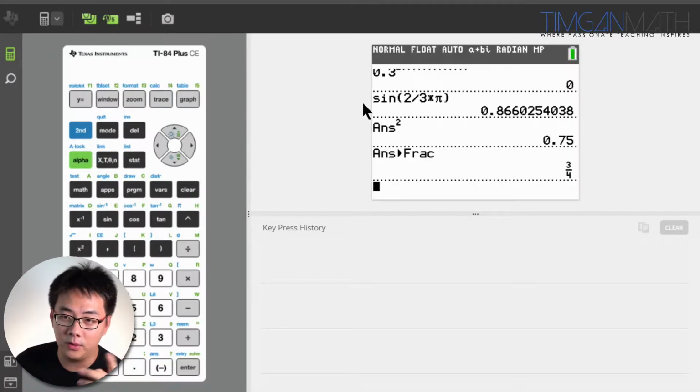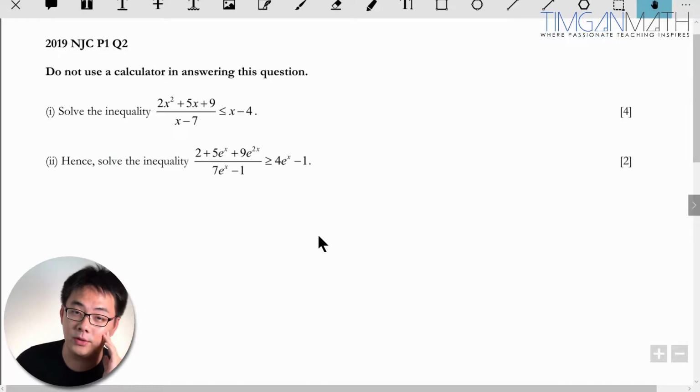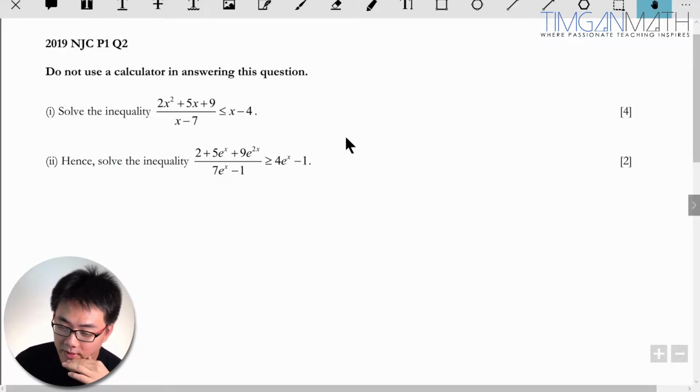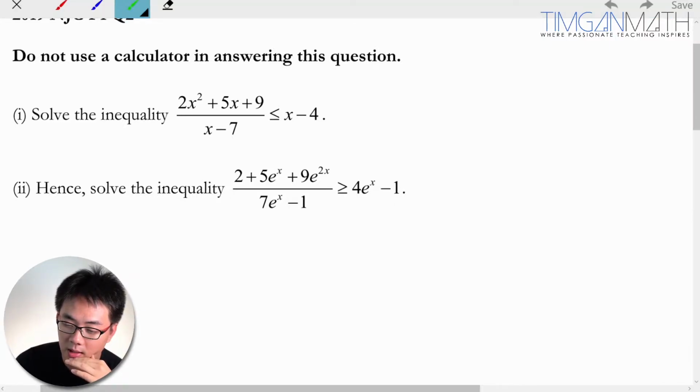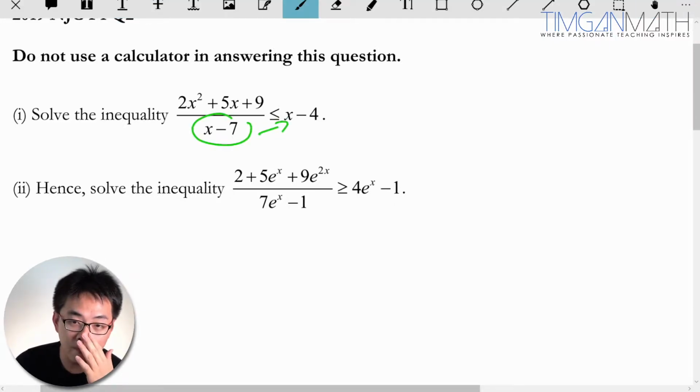Just key in y1, y2, and you can use your GC to check whether the answer is correct also. But in this case, we're just going to use the algebraic method. First things first, please don't cross multiply this, okay? Don't do that. If you do this, it will be very bad.